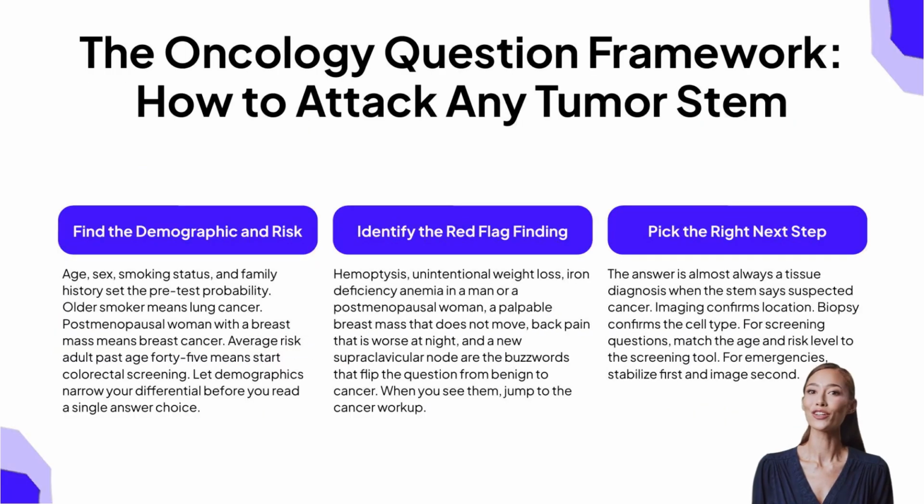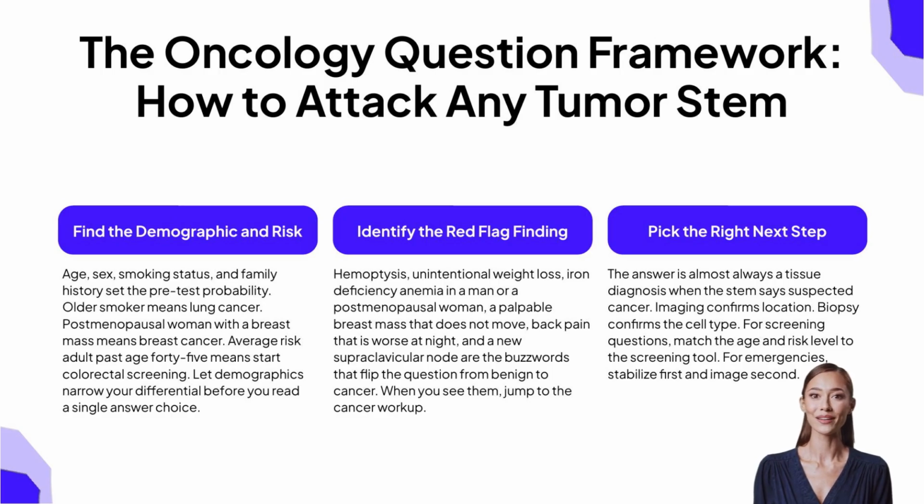Every oncology question on Step 2 can be attacked with the same 3-step framework. Step 1. Find the demographic and the risk factors. An older smoker is lung cancer until you prove otherwise. An average risk adult past age 45 needs colorectal screening. A postmenopausal woman with a new breast mass is breast cancer until imaging and biopsy say otherwise.